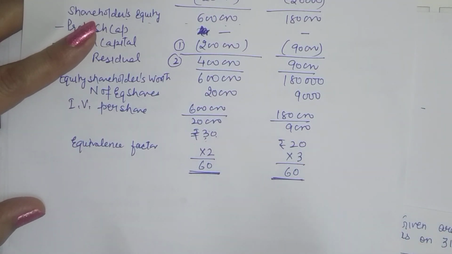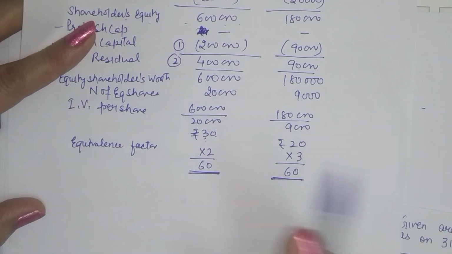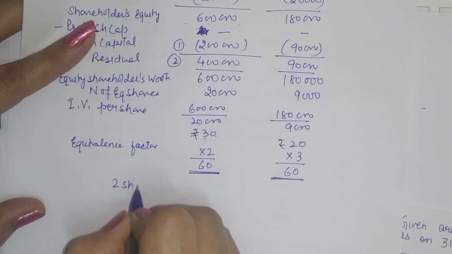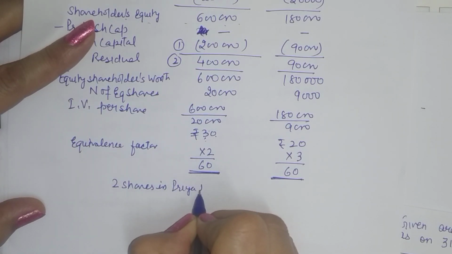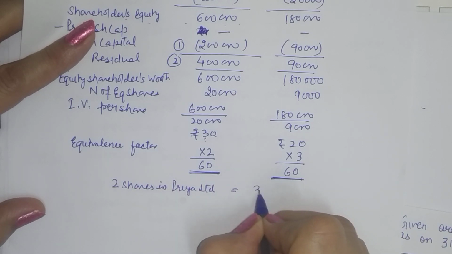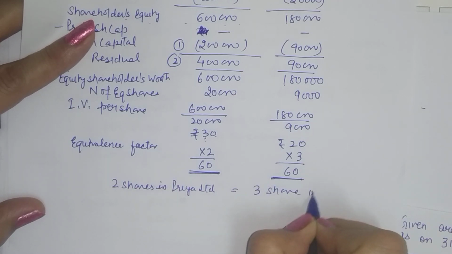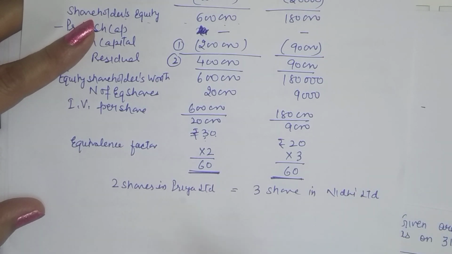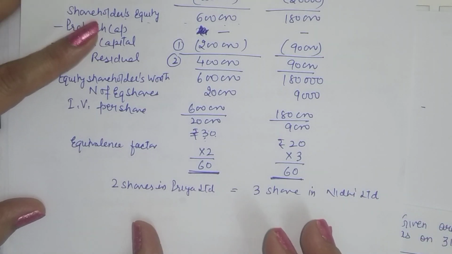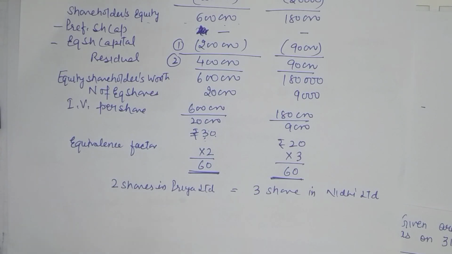So this is the equivalence factor. So how do we read it? 2 shares in Priya Limited is equal to 3 shares in Nidhi Limited. Right? So this is the equivalence factor. Now from this we will make out the swap ratio.